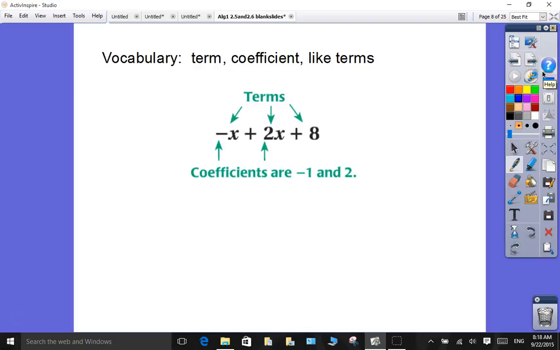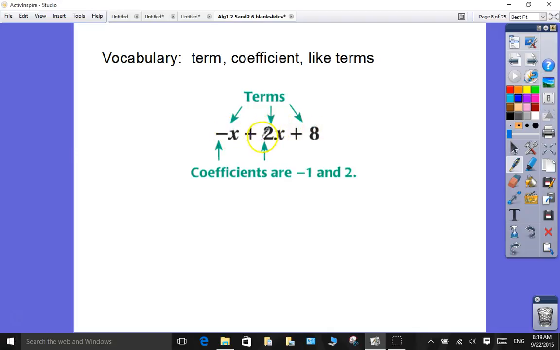So, vocabulary words here: terms, coefficients, and like terms, right? Terms in an algebraic expression are that which is separated by additions and subtractions. So if you look at this expression, negative x plus 2x plus 8, how many additions or subtractions are there? There's 2, the 2 pluses. The first negative is just a minus sign, right? So it's actually just the 2 pluses. So that would make how many terms? There's 3 terms. 1, 2, 3.